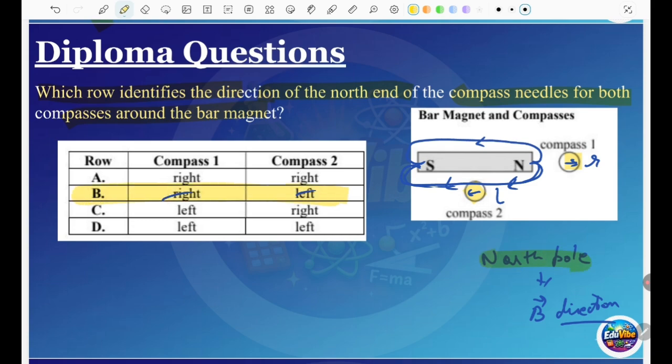Always remember that the north pole will give you the magnetic field direction. The compass north follows the magnetic field, because we keep that in mind. So that's the answer for this part, B.